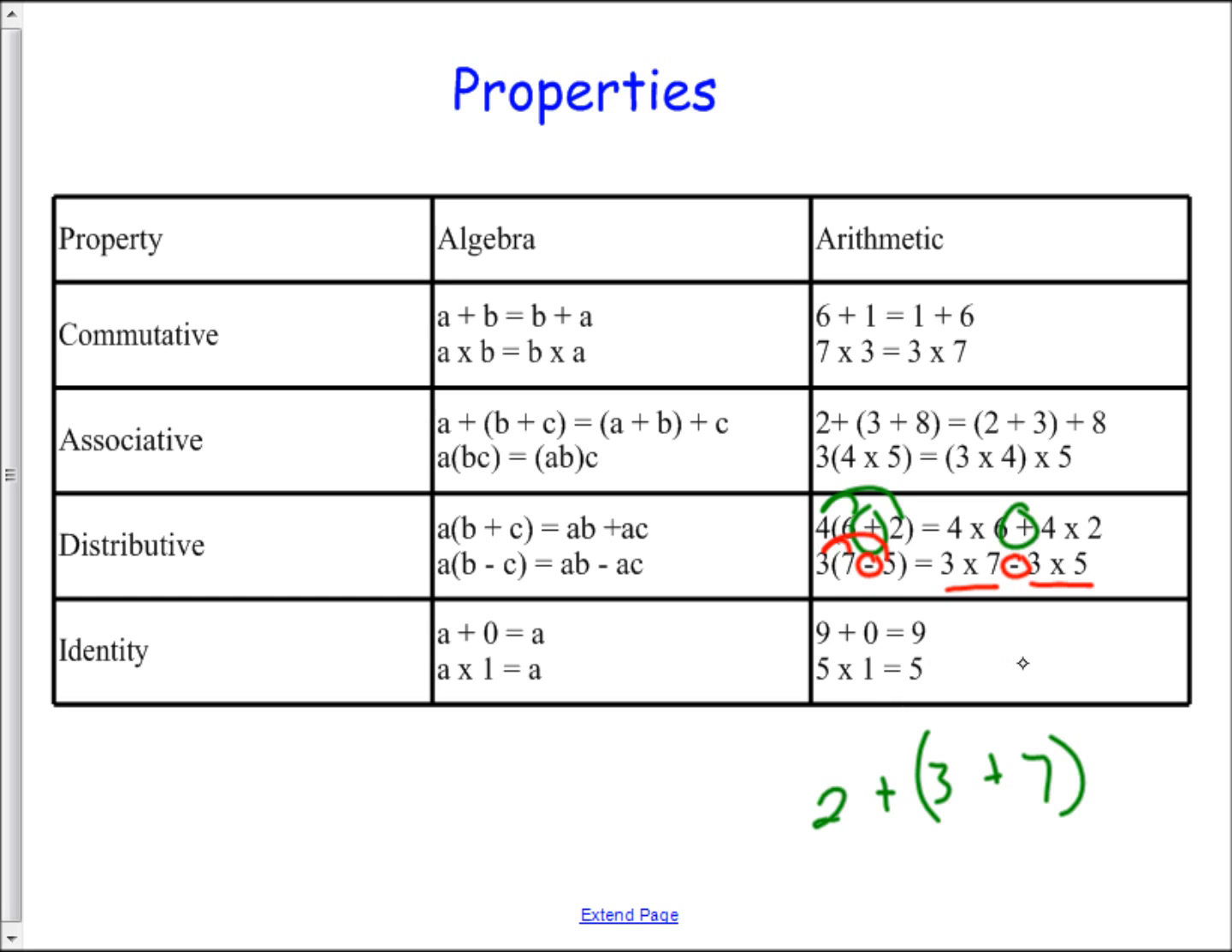It seems pretty straightforward, but we need to understand those properties so when we get working with algebra and I start putting letters in for those numbers, we can remember those properties and be able to manipulate our equations and eventually solve for variables.